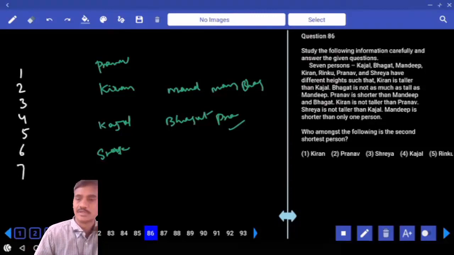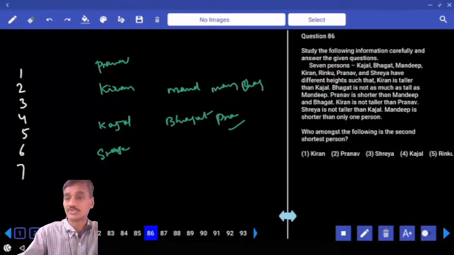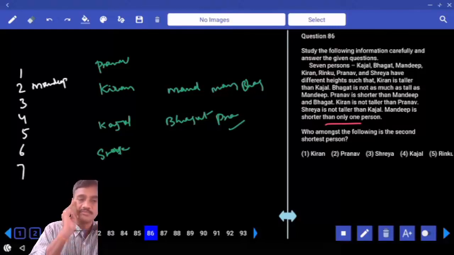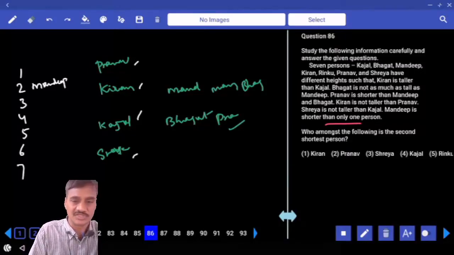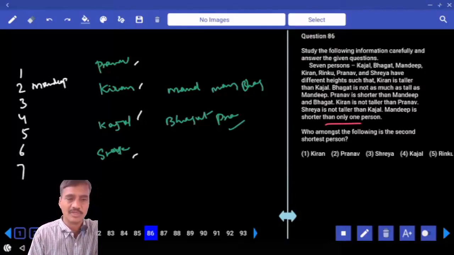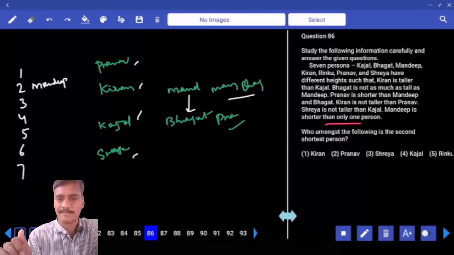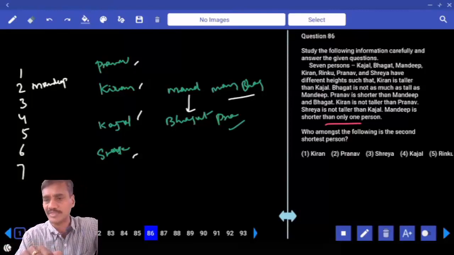Now Mandip is shorter than only one person, which means Mandip must be at the 2nd place, isn't it? And below this Mandip, what are the remaining persons? Pranav, Kiran, Kajal, Shreya, and Bhagat. Bhagat is lesser than Mandip.